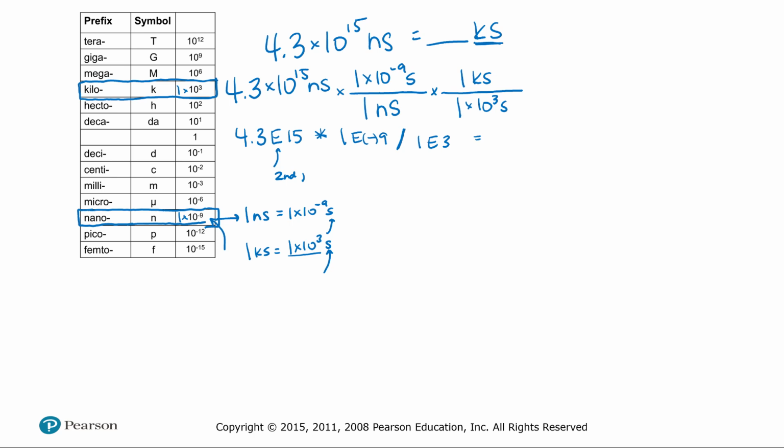So I really encourage you to get your calculator out and try to do a few of these so you know you're doing it right with me, because it'll help you remember how to do it. Okay, so then you should get 4,300 kiloseconds.